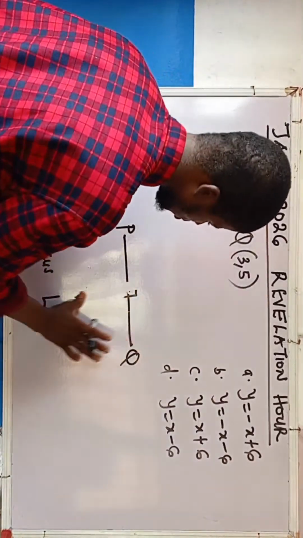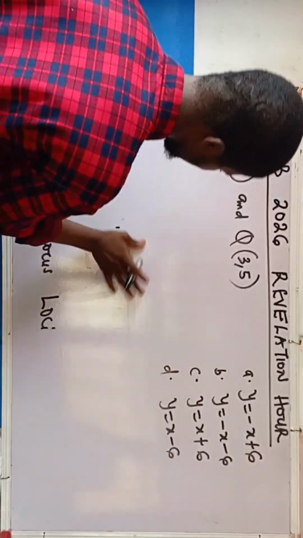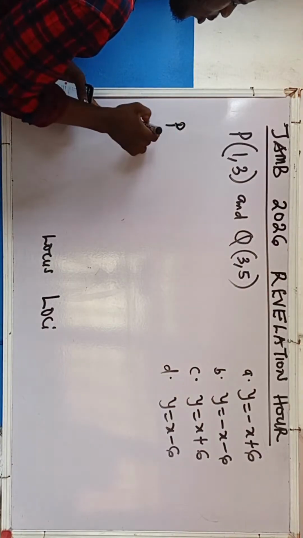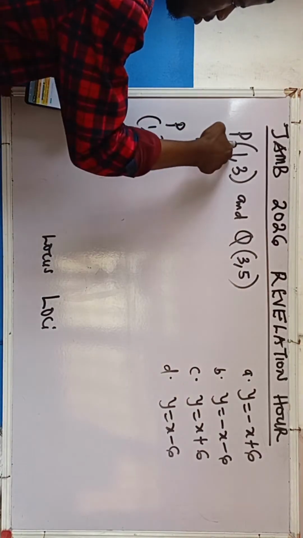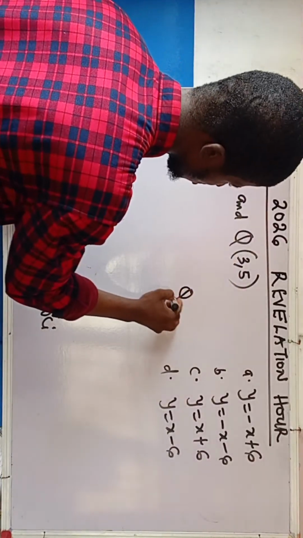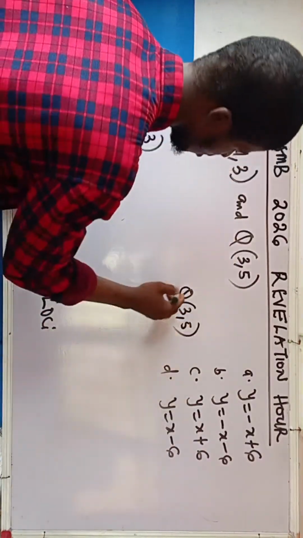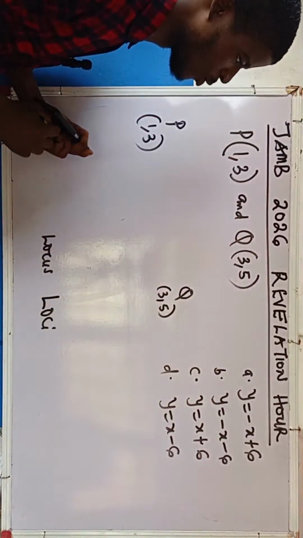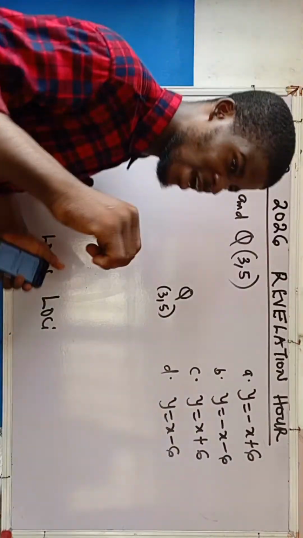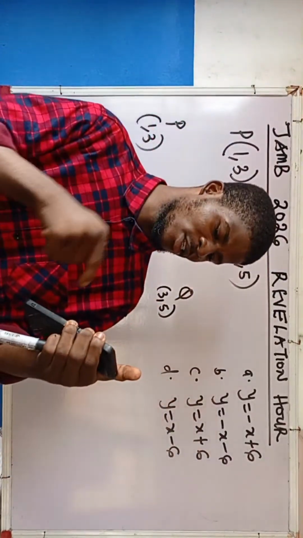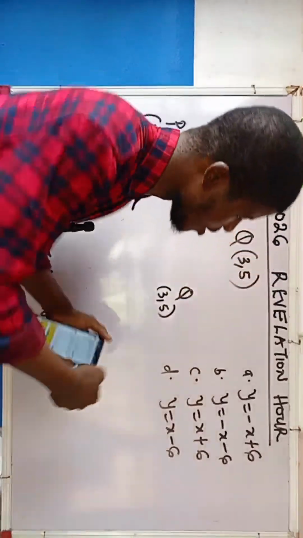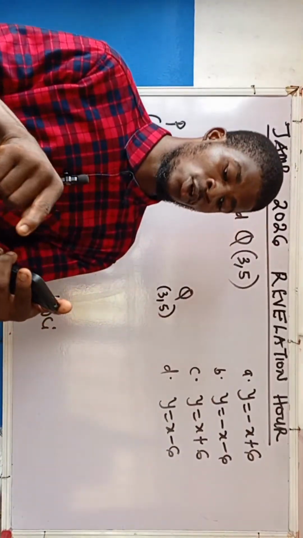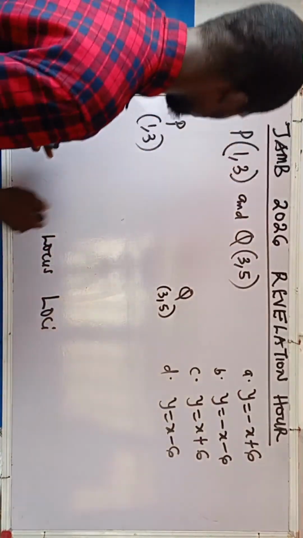Now, this is how we calculate the equation of locus. I'm given 2 points P and Q. Let's say this is point P, with coordinates (1, 3) by the question, and point Q is (3, 5). So how do I determine the equation of the locus? The question didn't specifically mention equation of locus, but they say, what is the locus of the point? The options given tell us that they are asking for the equation of the locus.